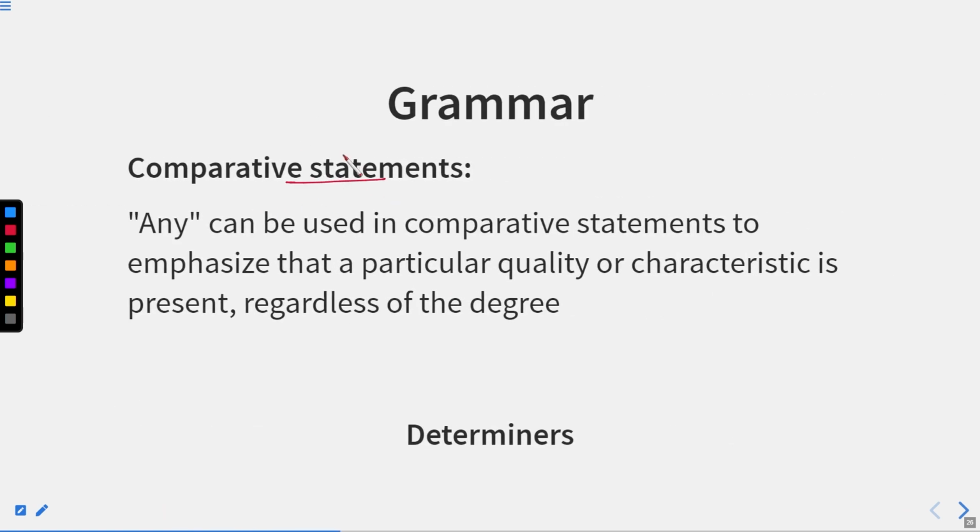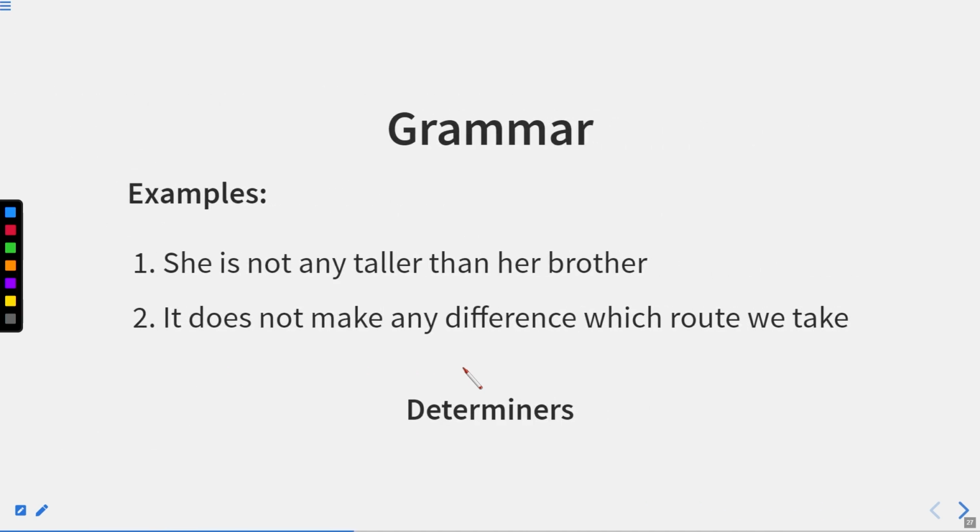Comparative statements. Now we can also use any in comparative statements. Any can be used in comparative statements to emphasize that a particular quality or characteristic is present regardless of the degree. How? Let us see some examples. She is not any taller than her brother. It means the height of brother and sister are same. They both are same in height. So she is not any taller. It means no tallness or no quality of being tall is seen in her as compared to her brother.